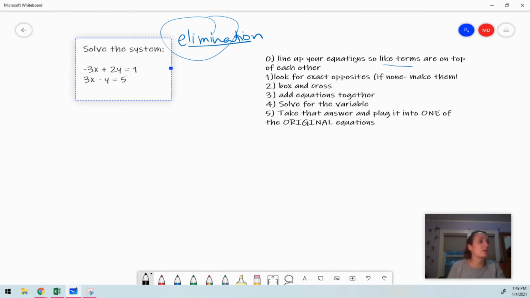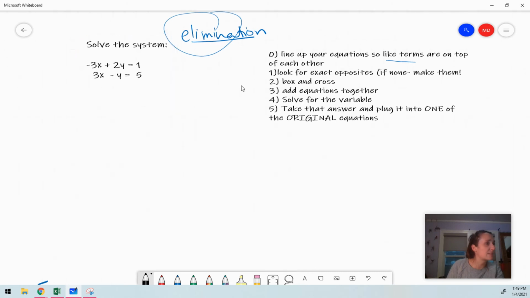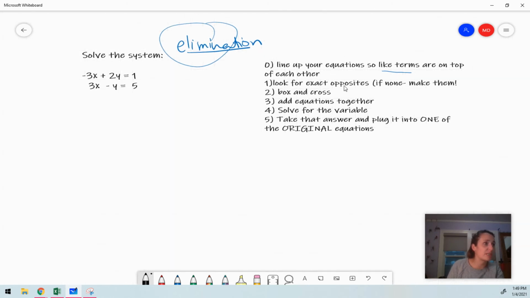So step 0 is we want to line up our equations. These ones are a little bit off, so I'm going to put in some spaces to make sure that they get all lined up. All right, so my now official first step is I need to look for exact opposites. The exact opposites here are negative 3x and positive 3x. So those are going to be the terms that I eliminate.